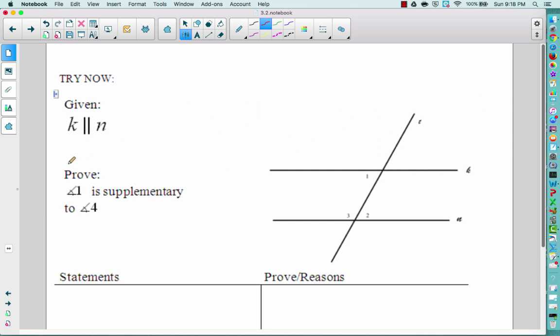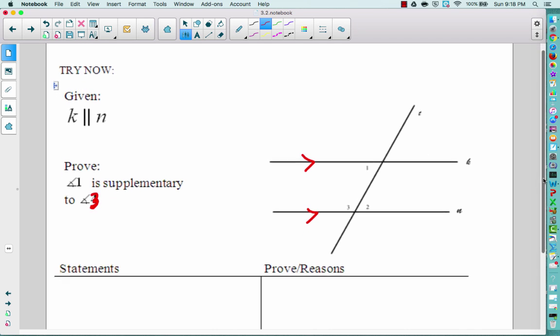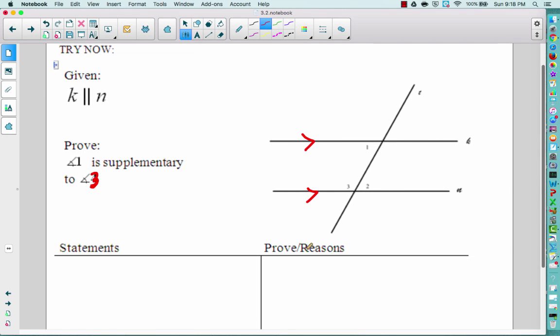All right, given that K is parallel to N, I'm trying to prove that angle 1, and angle 3, sorry, is supplementary to angle 3. So let's change that. Angle 1 is supplementary to angle 3. Okay, so I want 1 and 3 to be supplementary. So that means my goal would be to have a statement. The goal would have to say the measure of angle 1 plus the measure of angle 3 equals 180 degrees. So that's what I'm trying to get to.